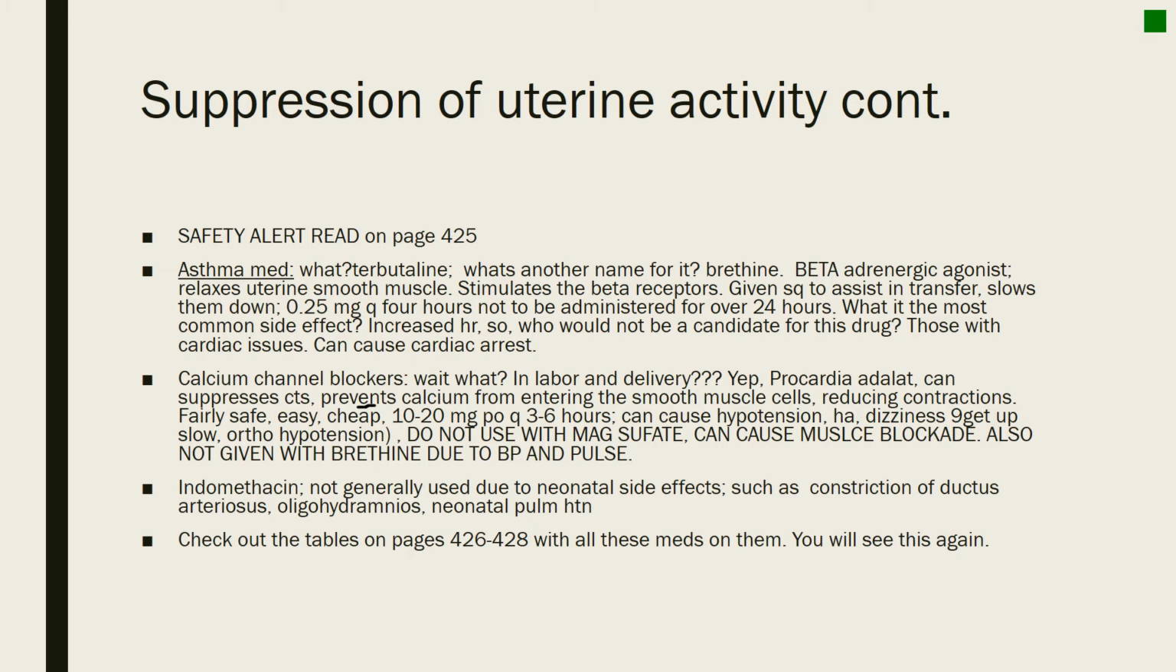We do not give this with mag sulfate. It can cause a complete muscle blockage. Also, we don't give with Brethine because of the blood pressure and pulse. Indomethacin, we're not going to talk about it because we're not going to use it. It's not good. So check out tables 426 through 428 with these meds on them. It's really good. When you're doing your blueprint, it has it all in one place.